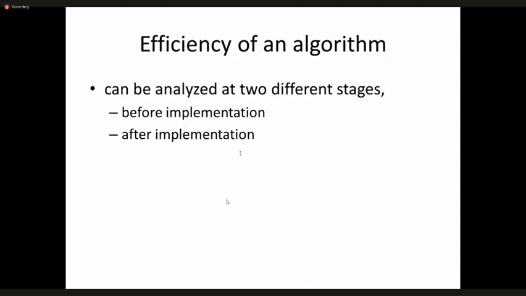Right, then we can consider the efficiency of an algorithm. Efficiency can be analyzed at two different stages. One is before the implementation, the other one is after the implementation. Right, implement means executing the algorithm. After implementation, efficiency is taken after the execution. Before implementation, the efficiency is taken before implementing the algorithm.